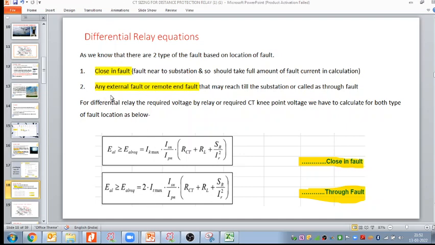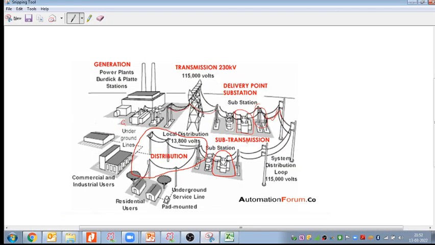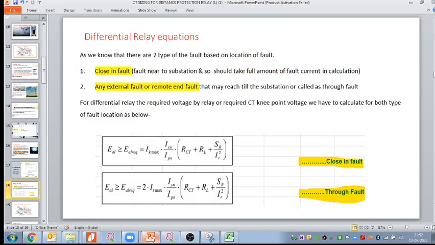Second, IT max, any external fault or remote end fault that may reach till substation is called a through fault. I mean to say the fault is happening suppose here, and that fault through this conductor may reach here also. So this case also we are taking, right? So two amounts of fault we are taking in order to decide the CT knee point voltage.